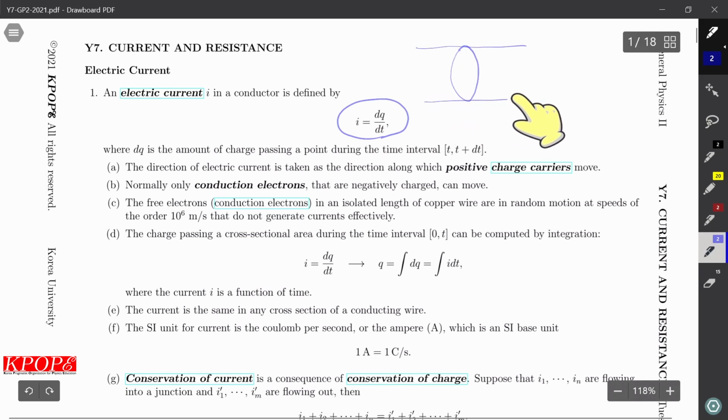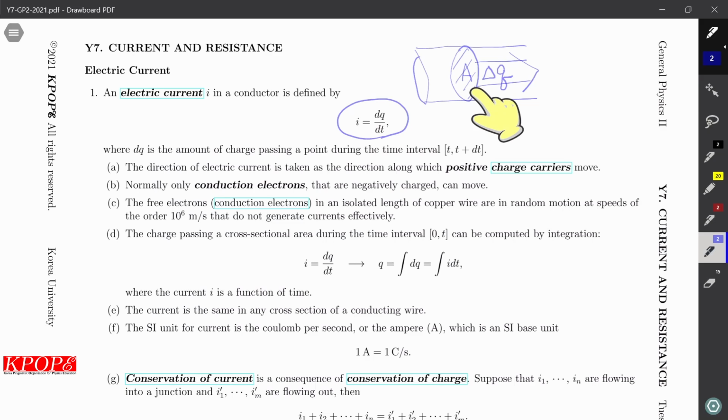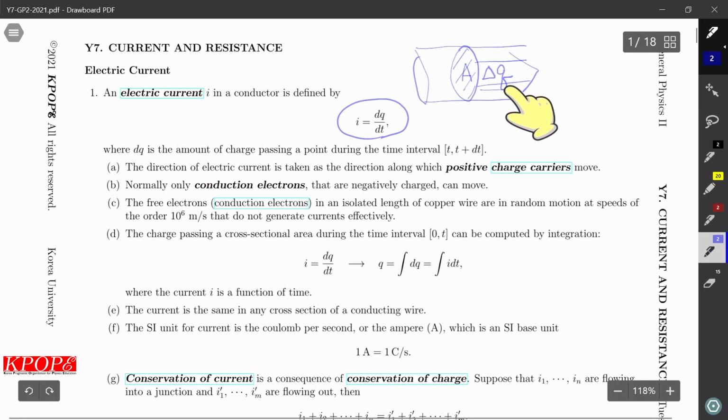Consider a wire with a cross-sectional area A. The current is the charge dq penetrating the cross-sectional area of a wire inside the circuit per unit time. So current I is dq over dt, the time derivative of charge that passes through a cross-sectional area A, where dq is the amount of charge passing a point.